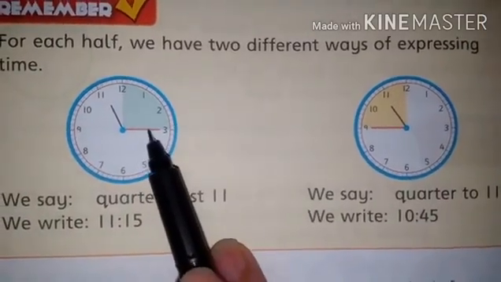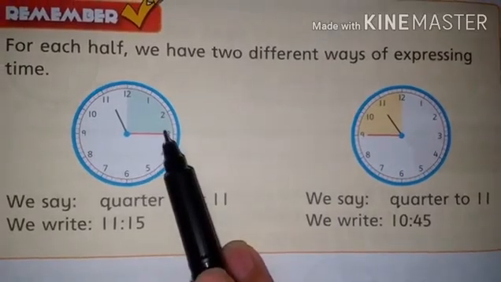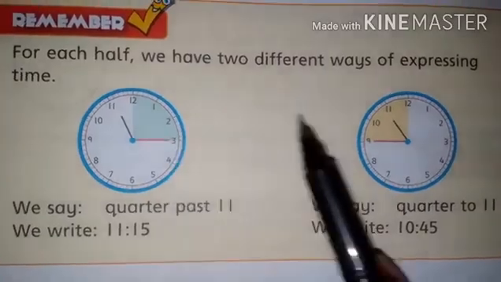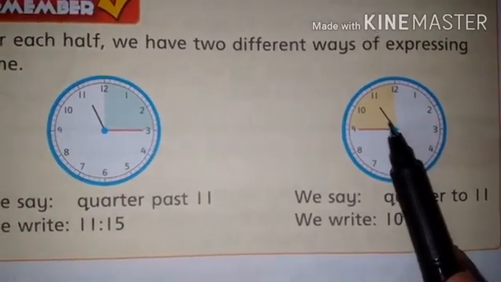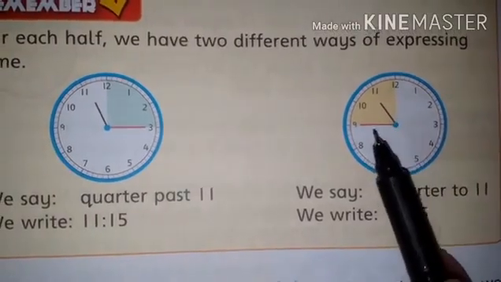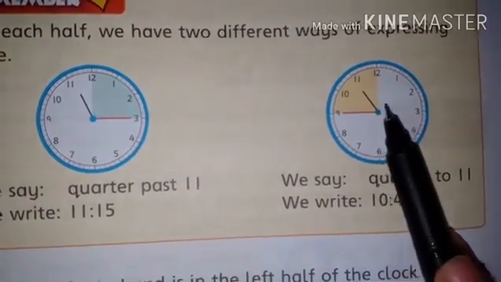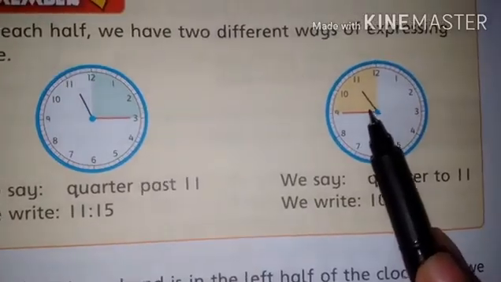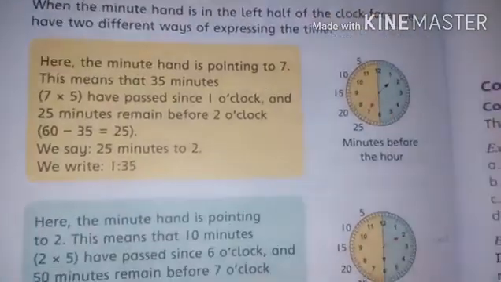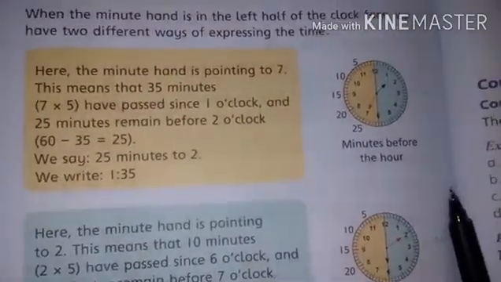But the difference is, when the portion of the 15 minutes is on the right side, we have to tell the time in past. But when the portion of the minutes is on the left side, we have to tell the time in quarter to. Okay, it means quarter to 11. So according to this hand, what is the time in this clock? Quarter to 11.